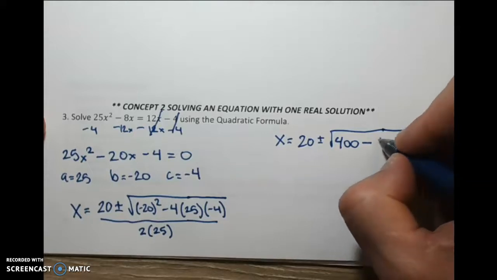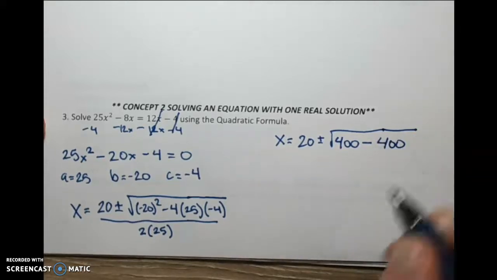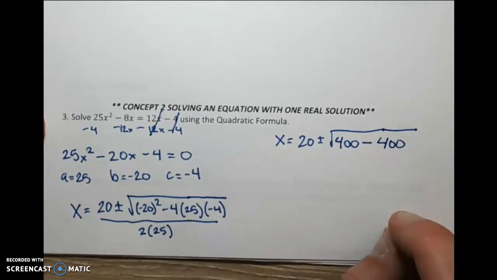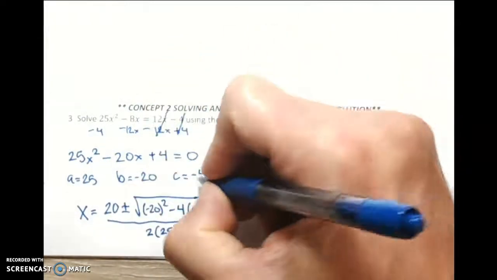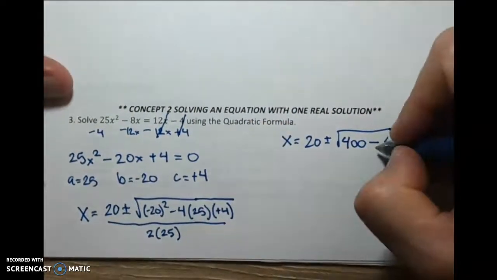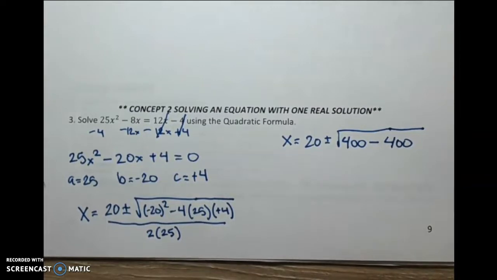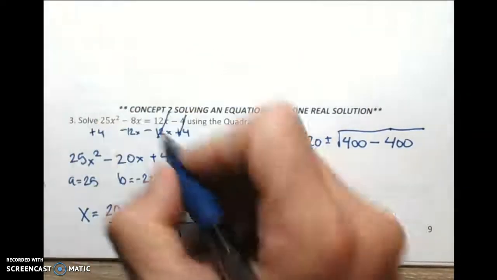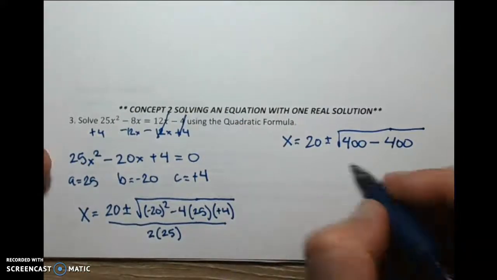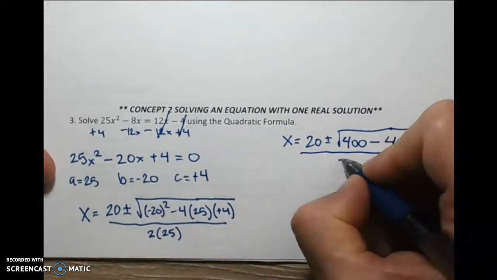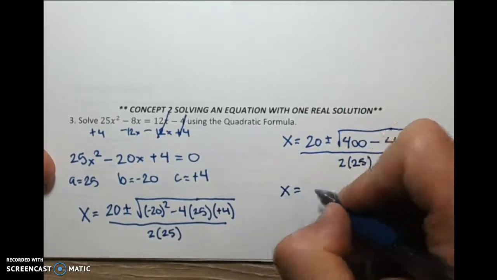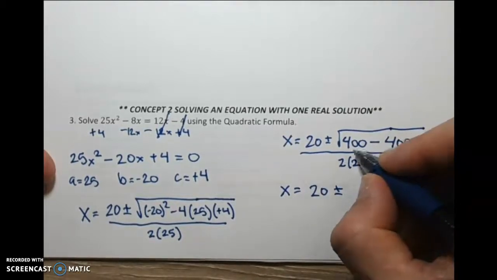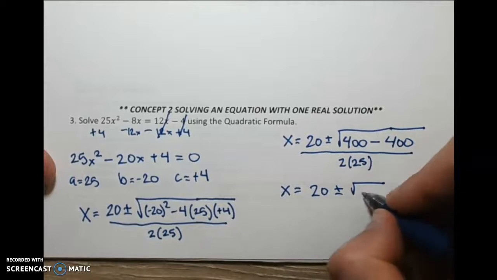Did I do something wrong? Negative, positive. I did. Should be plus 4, plus 4. There we go. My bad. I should have added 4 to both sides and not subtracted 4. Anyway, I'm going to keep on going. All over 2 times 25, which is 50. Should have just written 50. Alright, x equals 20 plus or minus, well, the square root of 400 minus 400 is 0, all over 50.